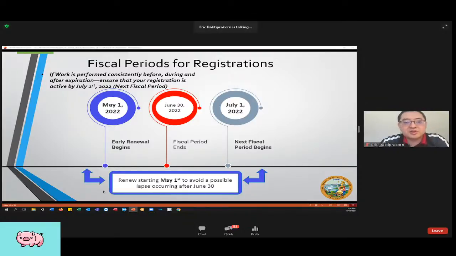If a contractor has a registration that expires on June 30th, 2021, and is scheduled to perform work on a public works project between June 28th and July 2nd, 2021, when does this contractor need to have the registration renewed by? And the follow-up question is, will a violation occur if the contractor is unable to renew by July 1st, 2021?